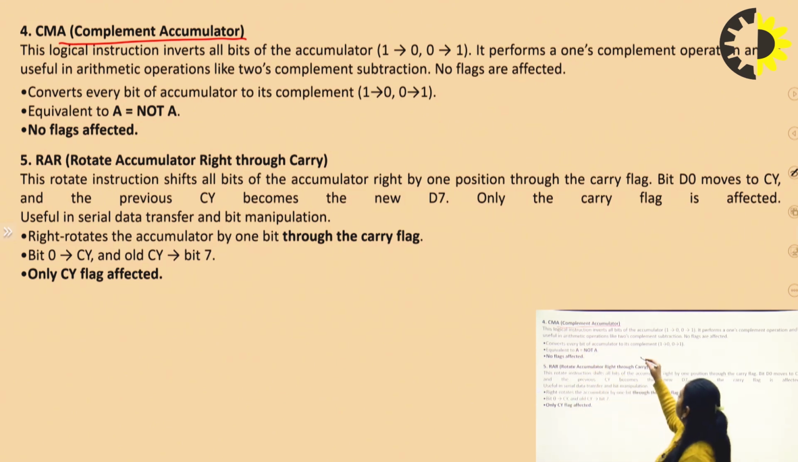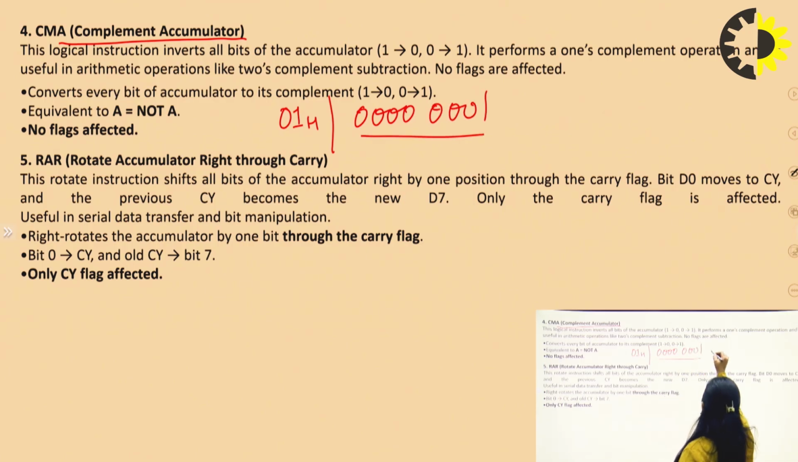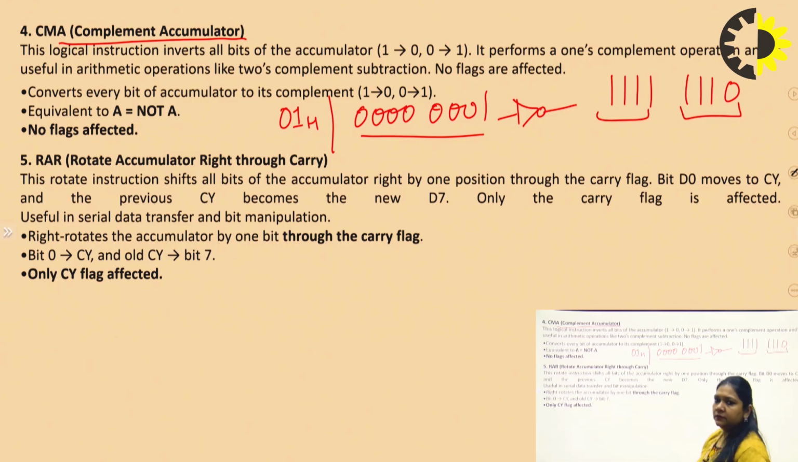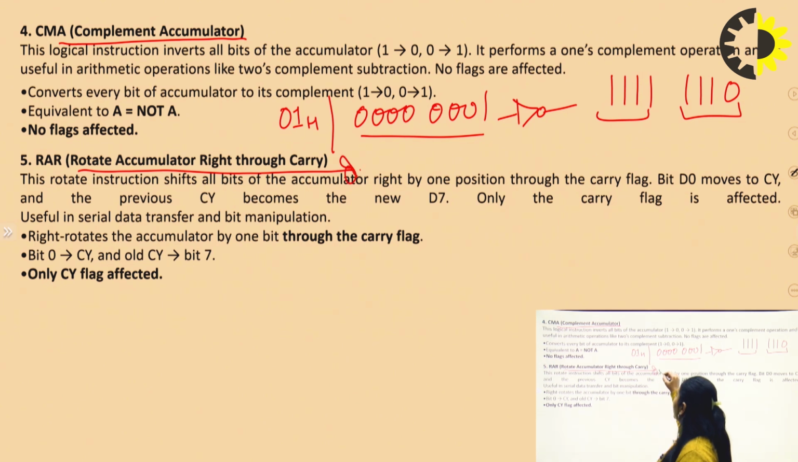Suppose the contents of the accumulator is 01H. So I can write 01 in binary like this, and we have to just complement it, or I can say put a NOT gate here. So the value will be 1 1 1 1 1 1 1 0. This will be the new value for the accumulator, and the contents will be stored in the accumulator itself. Next is RAR. One of the most important instructions is the rotate instruction.